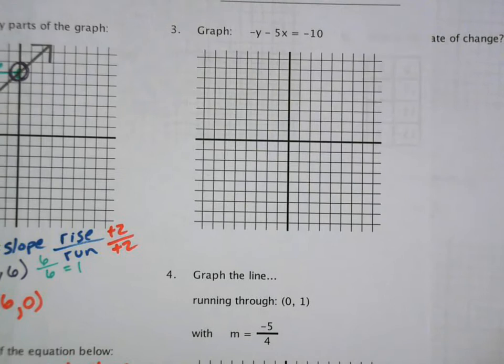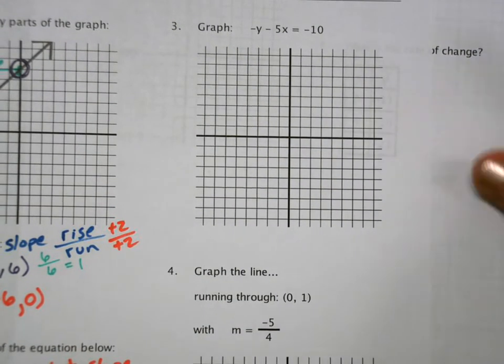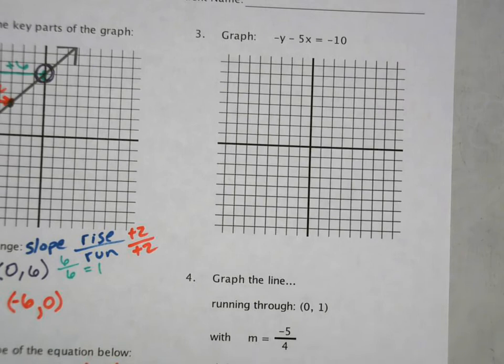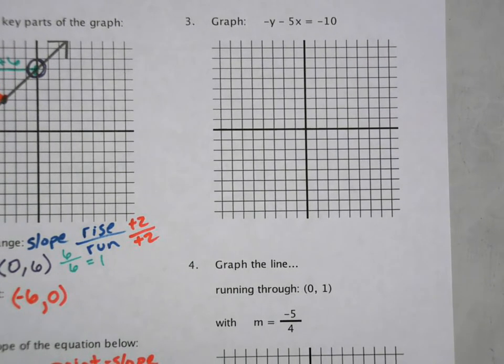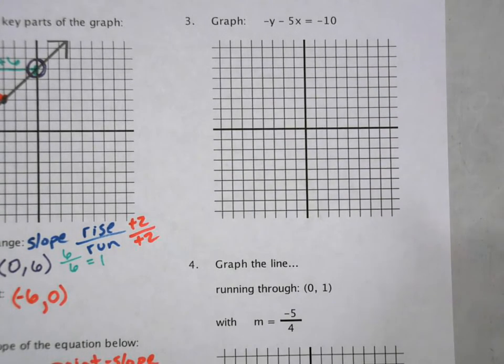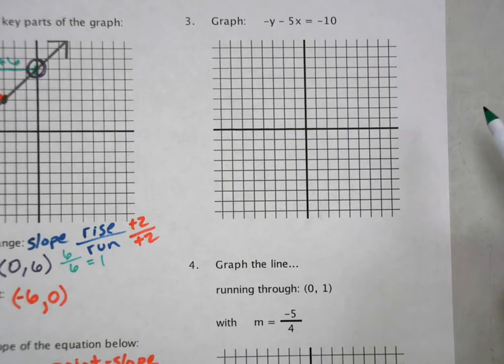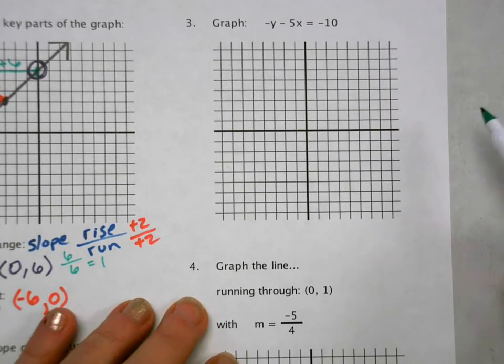So number 3. Number 3 says graph negative y minus 5x equals negative 10. What form is this in? Standard? No, it's as close to standard as it is to anything, right? What's wrong with it for it to be an actual standard form? The y is negative? No, the 10's on the other side, the equal side of the y.